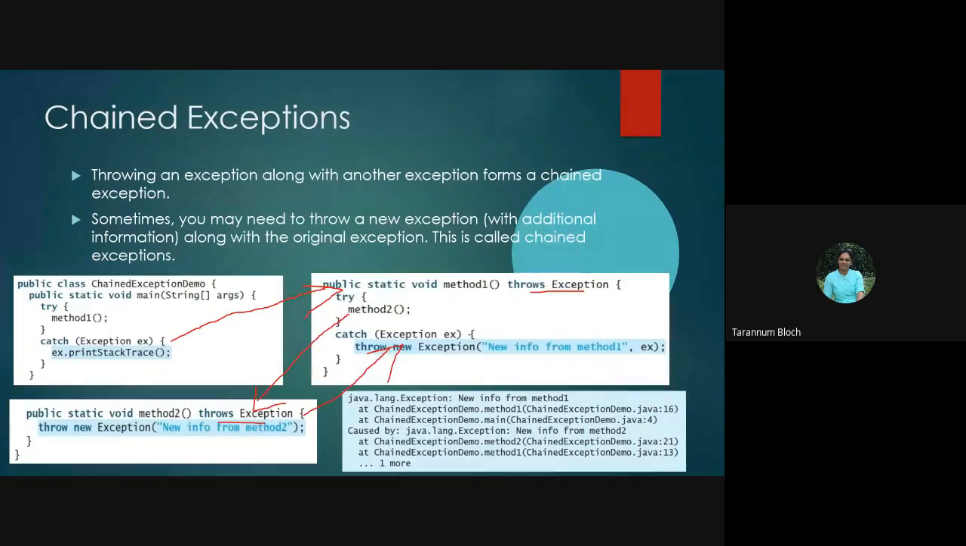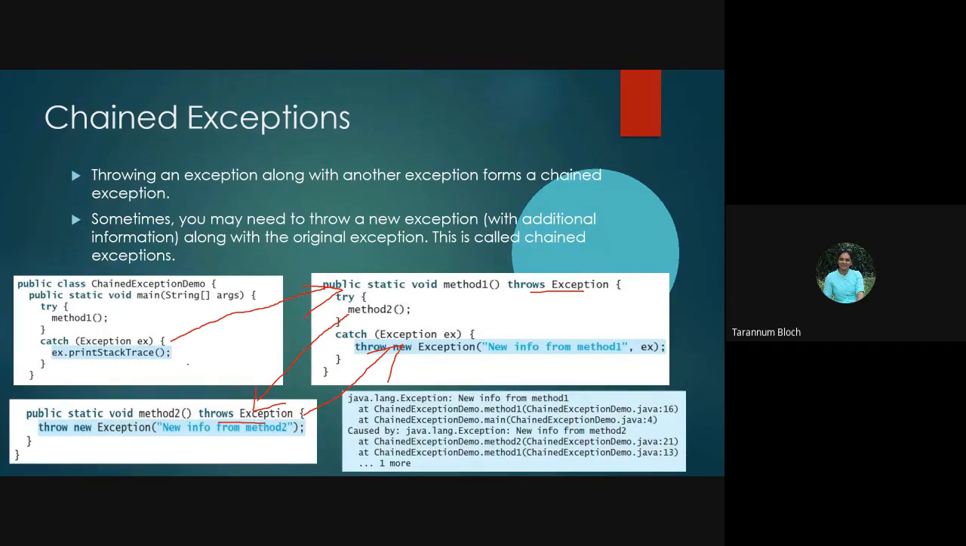So I'm reading out the text which says, throwing an exception along with another exception forms a chained exception. And sometimes you need to throw a new exception with additional information along with the original exception. So this is called chained exception. Fine. Is it clear?